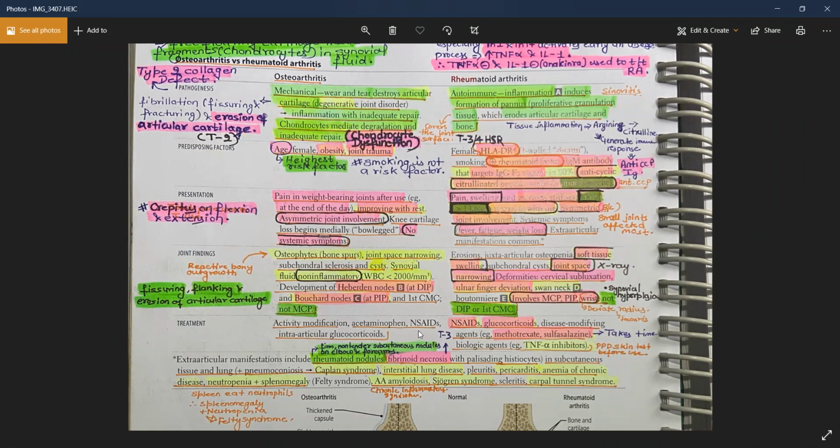It is a type 3 hypersensitivity reaction because of these immune complexes. They will deposit on the elbow and present as rheumatoid nodules.